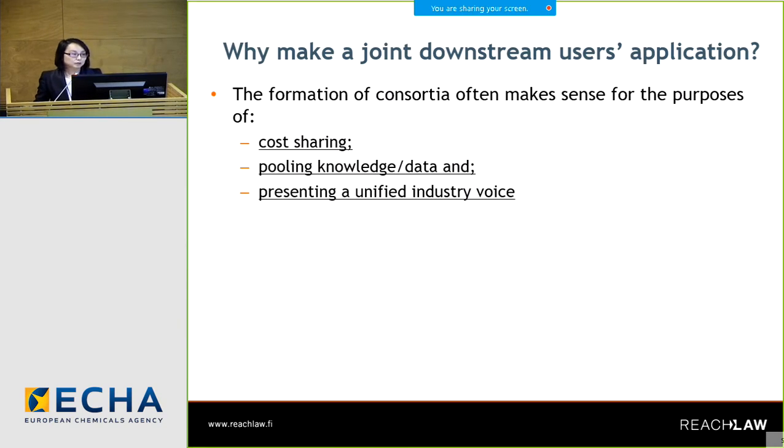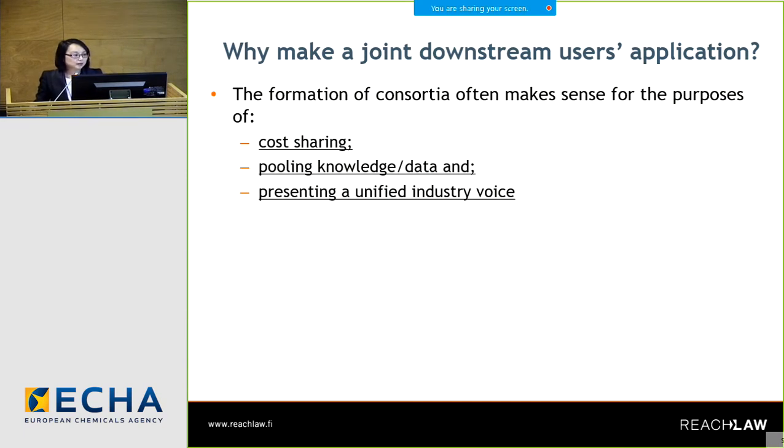And also data, especially from the monitoring and exposure data collection point of view. Sometimes it's possible to pull them together in case of lack of data. But it doesn't come without boundaries, which I will illustrate later with an example. And then, of course, you represent a unified industry voice if it's from one single industry sector.